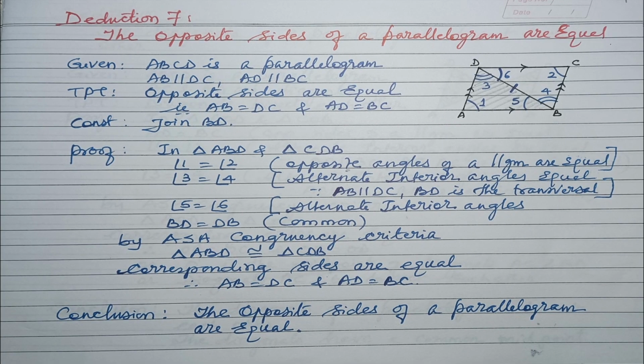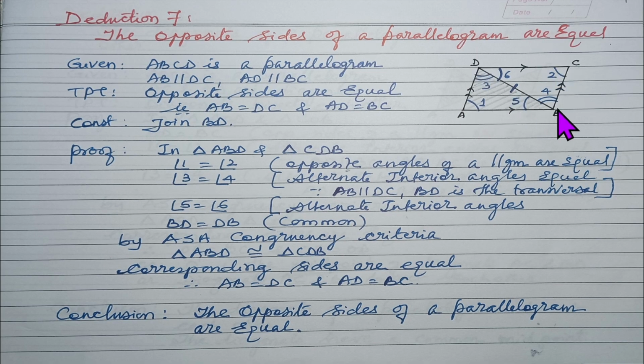Now coming to deduction number 7, what we have to prove here is that the opposite sides of a parallelogram are equal. ABCD is a parallelogram, and we have to prove that AB and DC are equal, and also AD and BC are equal. So let us see how to do that. Now what is given to us? ABCD is a parallelogram, and so AB is parallel to DC and AD is parallel to BC. Now we have to prove that the opposite sides are equal. That means I have to show that AB is equal to DC and AD is equal to BC.